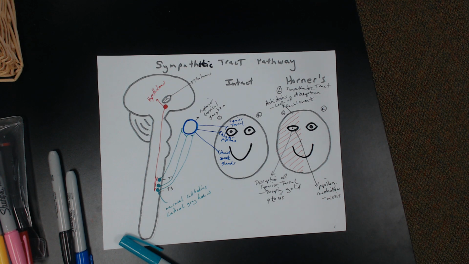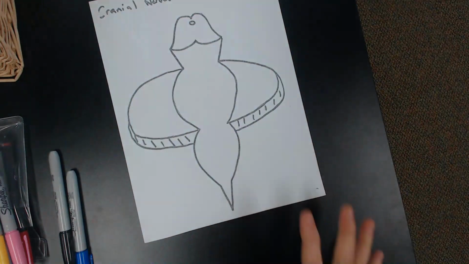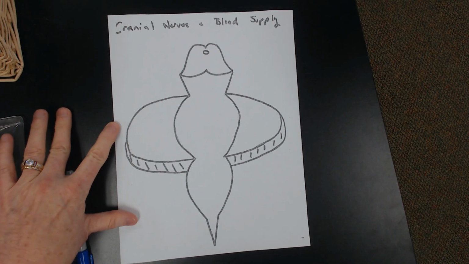Other questions about Horner syndrome? Okay, so when I talk about sympathetic tract pathway disruption, and later slides with PowerPoint today, that's what I'm talking about. Now we're going to move on to cranial nerves and blood supply.